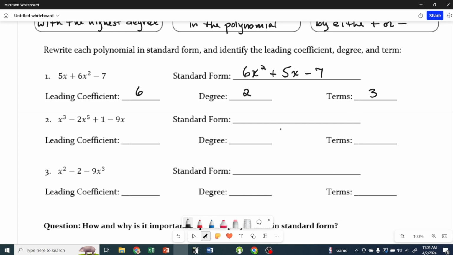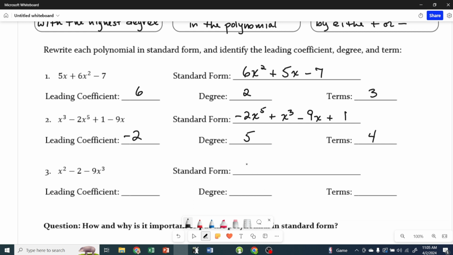Our next one, x cubed minus 2x to the fifth plus 1 minus 9x. Well, the highest exponential value with its coefficient is minus 2x to the fifth, plus x cubed, minus 9x, plus 1. So the leading coefficient here is negative 2. The degree, 5. That's the highest exponent. Number of terms, 4.